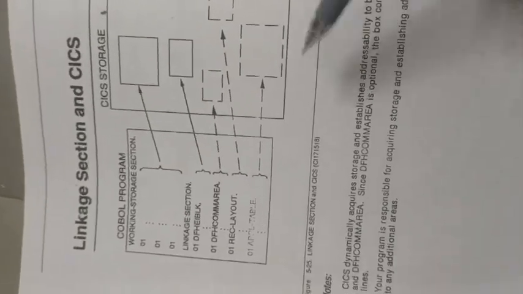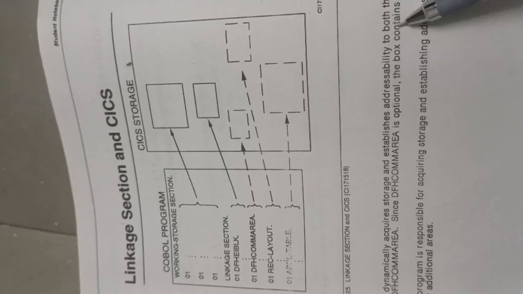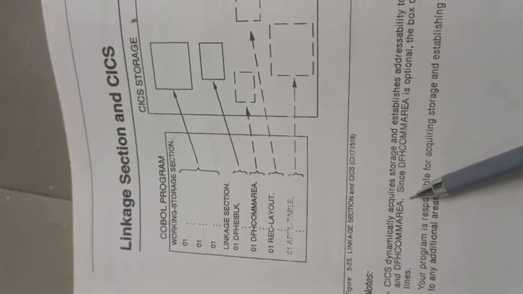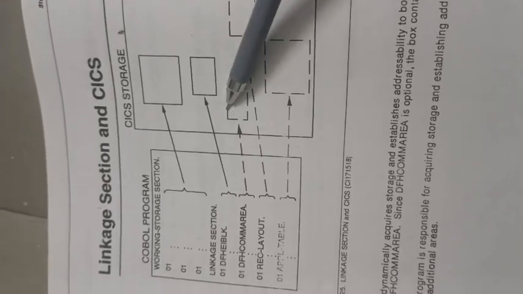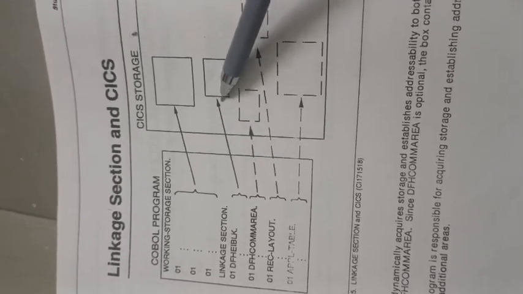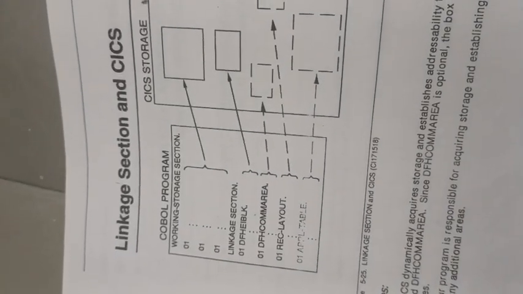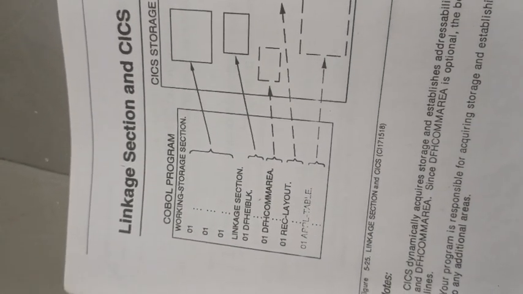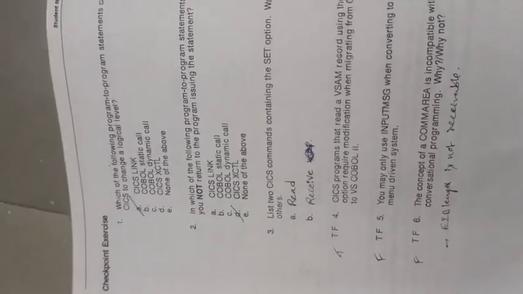And these are the addressability techniques for the DFHCOMMAREA and DFHEIBLK. You can see that CICS dynamically acquires the storage addressability technique for both the DFHEIBLK and DFHCOMMAREA, but since the DFHCOMMAREA is optional, it is shown with dotted lines, while CICS will automatically create the storage for the DFHEIBLK. That's all, friends, for the CICS LINK and XCTL.